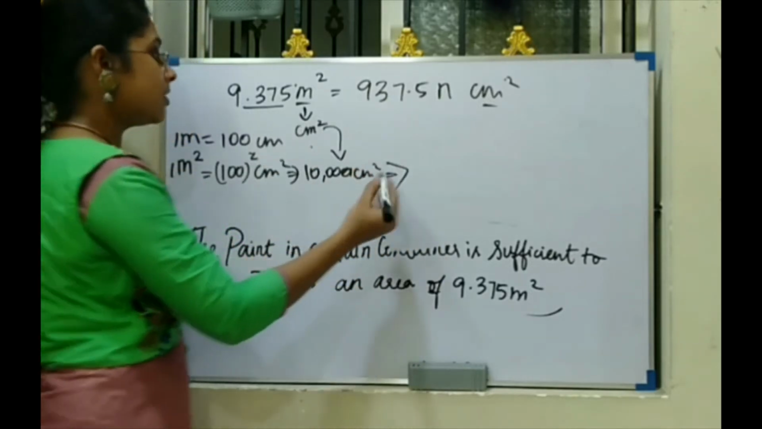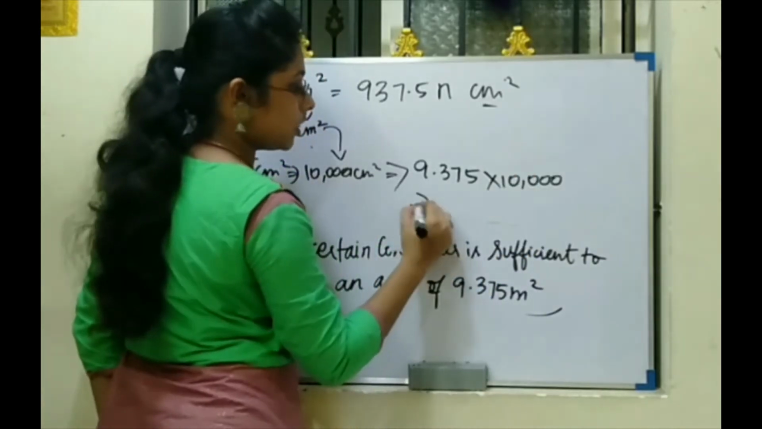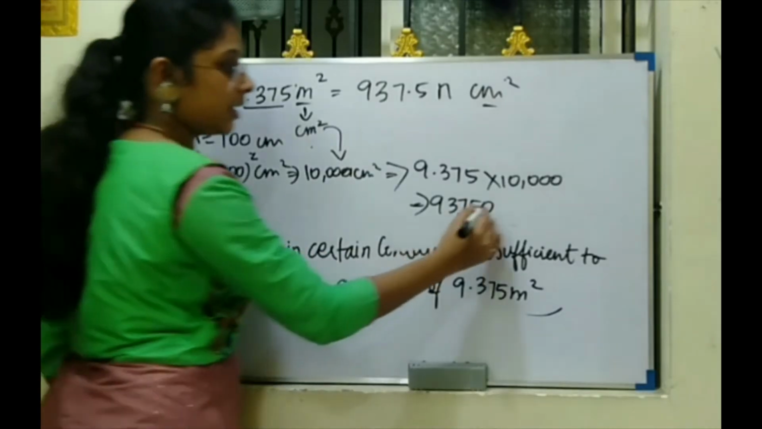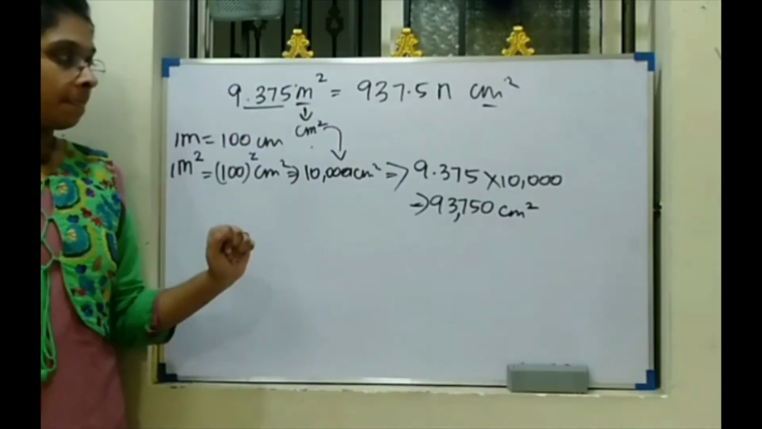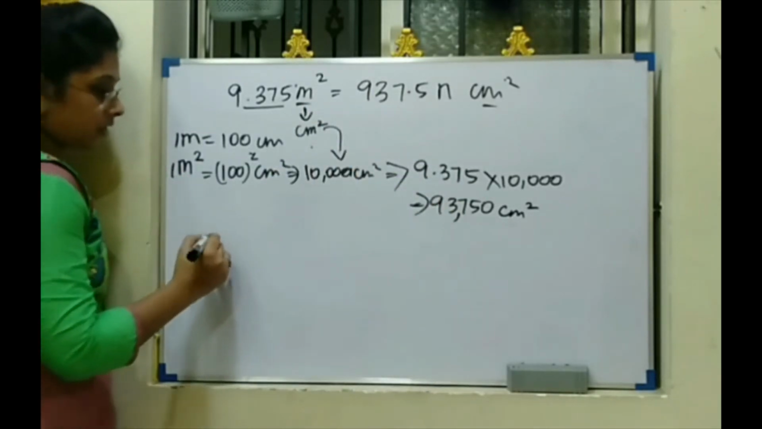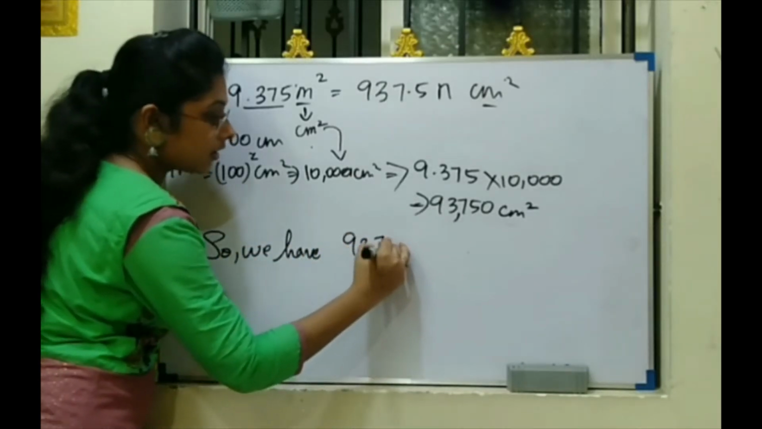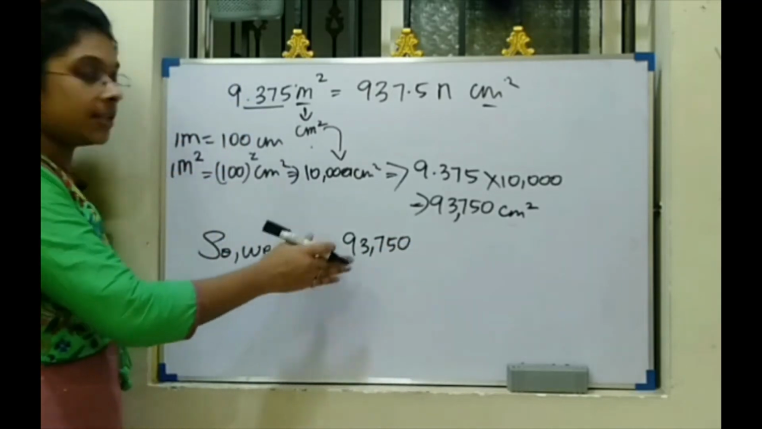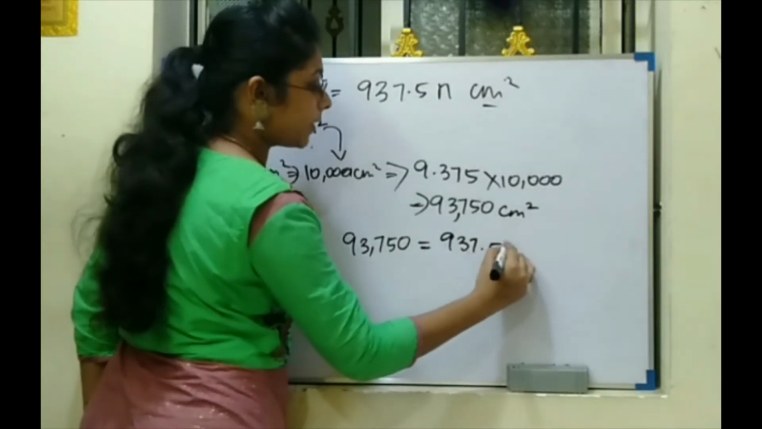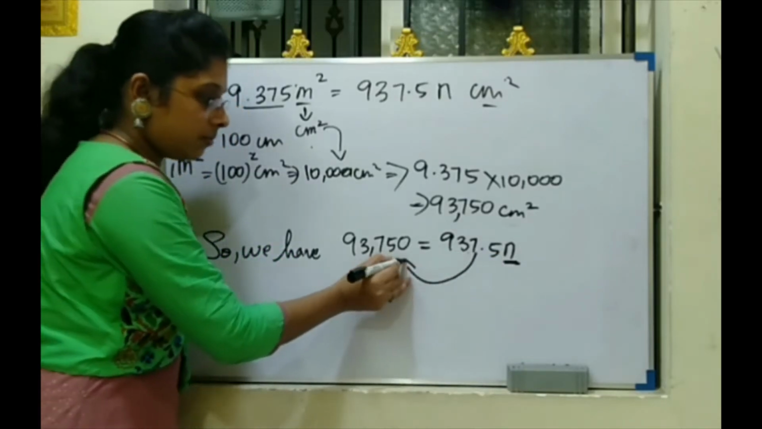So while multiplying this, I will get 93,750 centimeter square. Now we have both the terms in centimeter square. So let's find the value of n. 93,750 centimeter square, the given area, is equal to 937.5 n. If I have to find the value of n, I have to move this value to here, right?